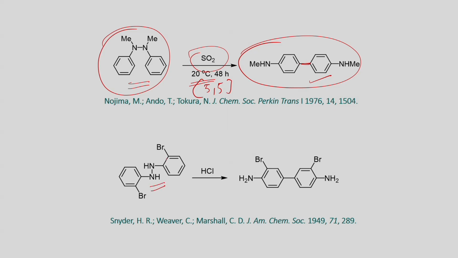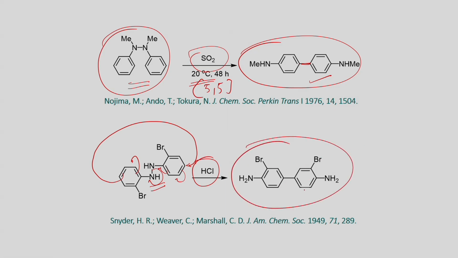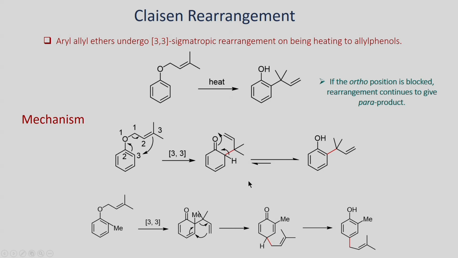Similarly, when you take this compound and treat it with hydrochloric acid, it can also undergo rearrangement, so you will be able to get the intermediate that can again rearrange into the biphenyl derivative as a product. So far, we have seen some examples for the migration from nitrogen to aromatic systems. We have seen three examples.